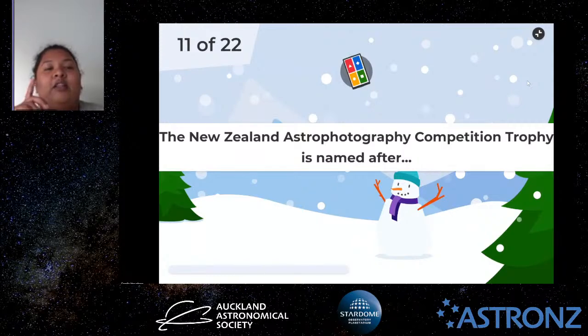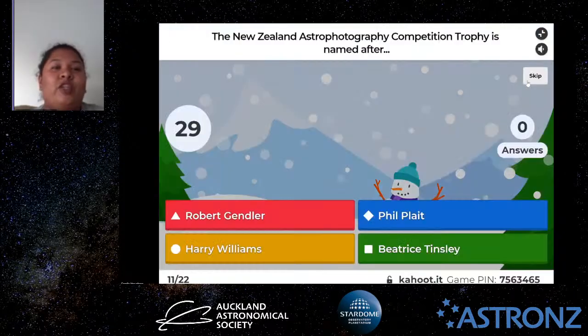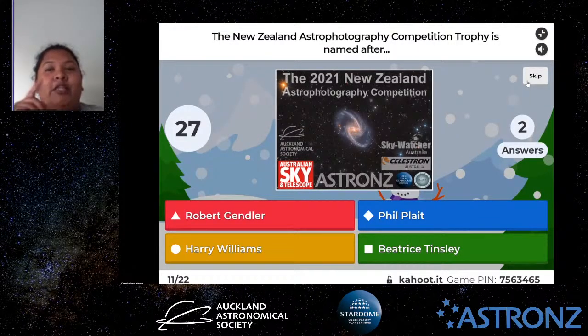All right. Now, these are for the astrophotographers. The New Zealand Astrophotography Competition Trophy is named after whom? So one of these names out of the 4 that is written here is correct. So what is that trophy? Who is that trophy named after? So the avid astrophotographers, you guys might be really familiar with this, the name of the trophy.